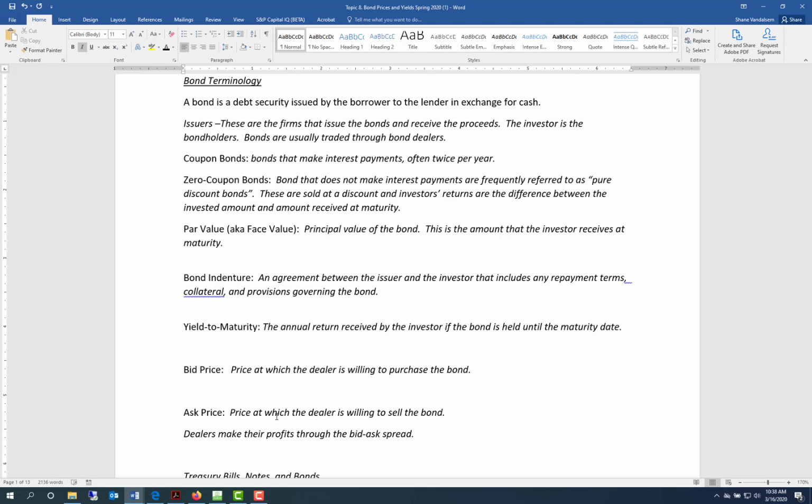And so the more risk involved with a bond in terms of its liquidity, so for example, if there's not a lot of people interested in buying and selling that bond, then that bid-ask spread is going to get even larger because the dealers are taking on more risk, and there's more risk they're going to be left holding a bond that they don't want, or maybe it's riskier than what they would like. So the more liquid a bond is, in other words, the more buyers and sellers there are for that bond, the smaller that spread's going to be. The less liquid a bond is, the greater that bid-ask spread is going to be.